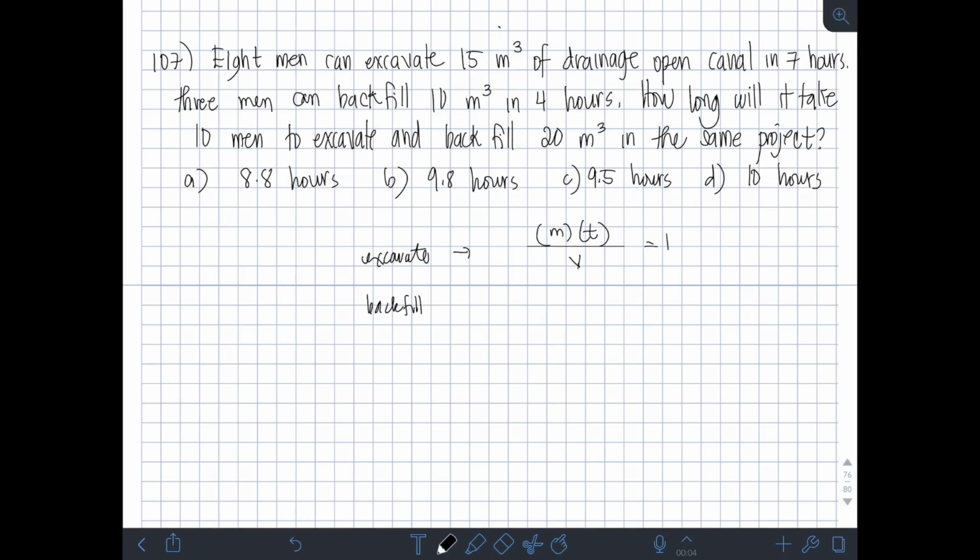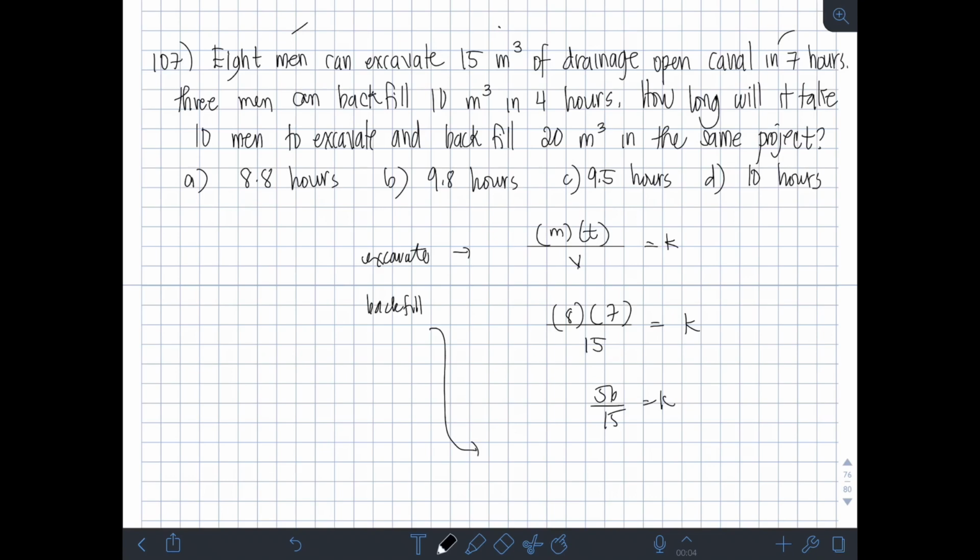Okay, constant dapat to. So sa excavate, yung constant of proportionality natin will be, meron tayong 8 men, right? So, 8 times yung time, 7, and then yung volume is 15, equal to K. So, anong K natin dyan? 56 over 15. Okay? Then, dito sa backfill naman, ganun ulit, MT over V equals K.